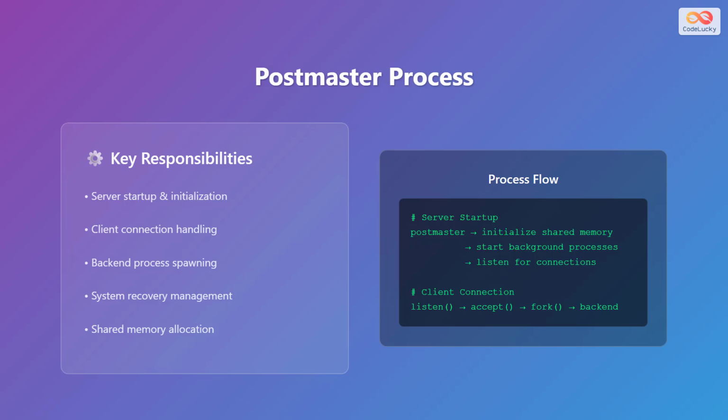When the server starts up, the Postmaster initializes shared memory, starts background processes, and listens for connections. When a client connects, the listen function accepts the connection, then the server forks a new backend process to handle the connection.